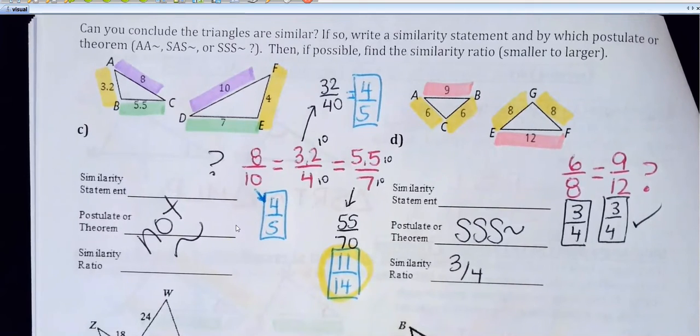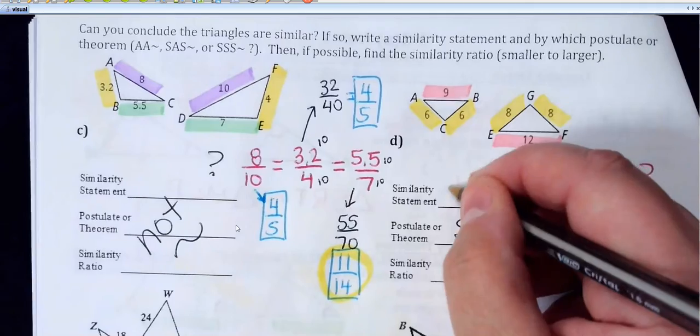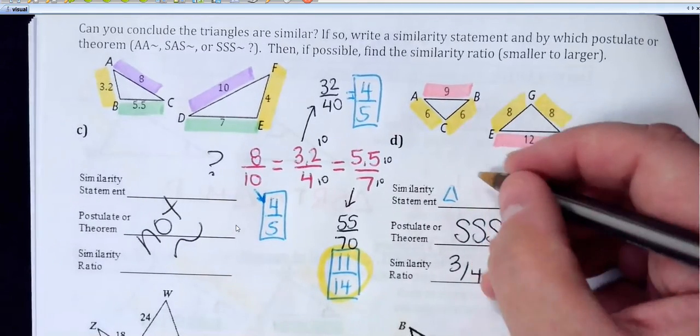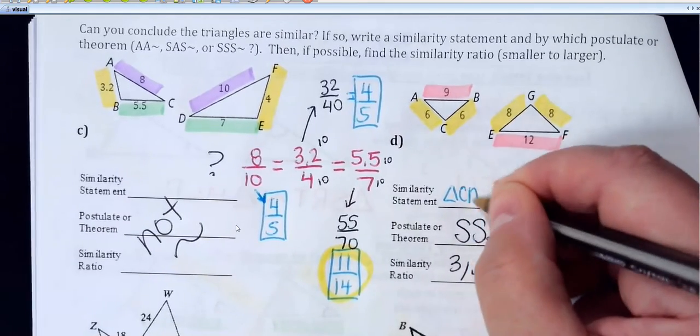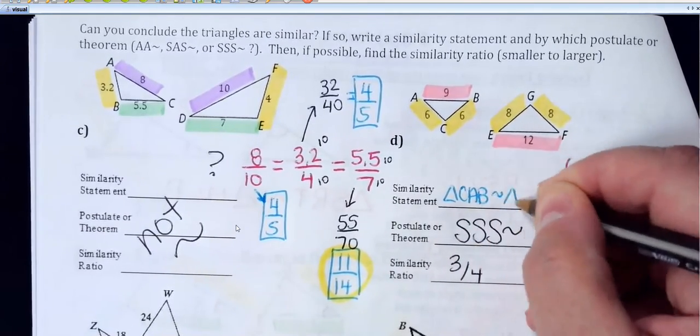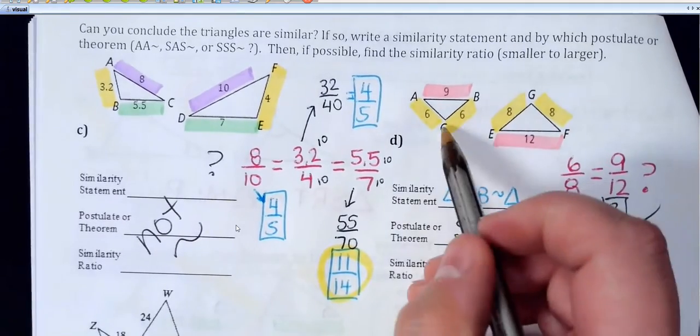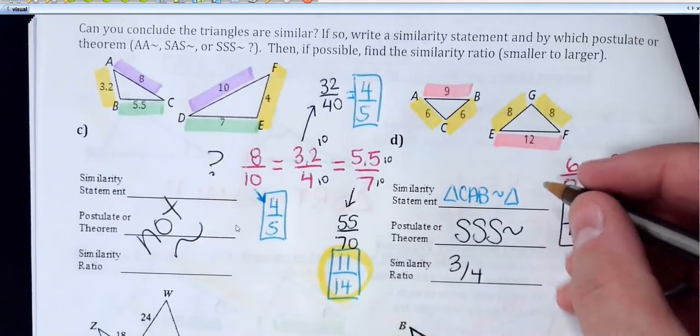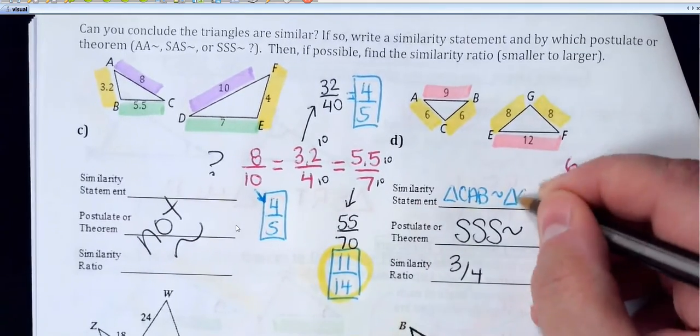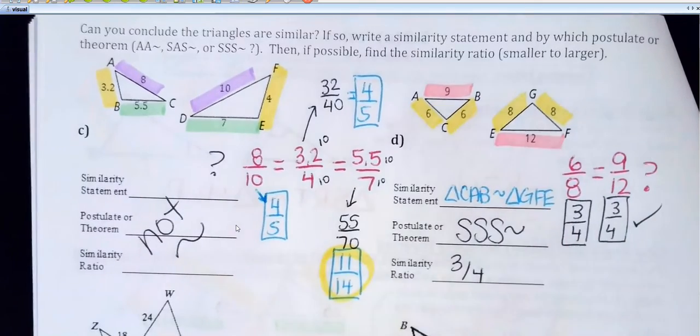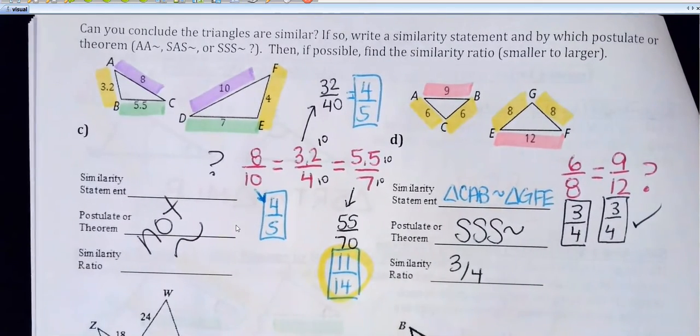And then if you want to write the similarity statement, there's actually a couple ways you could do this one. I'll just call the first triangle CAB, and then the second triangle, so if I go C to A to B, I'm going to go GFE. These are both isosceles. There's a couple different ways you could write that similarity statement that would be correct. Is anybody having a question so far?